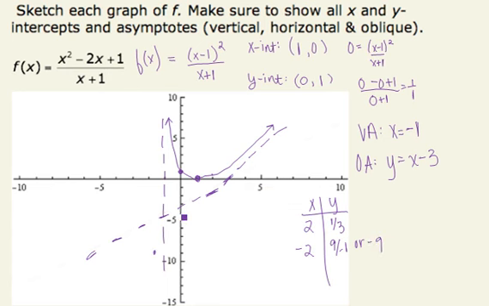And I can keep plotting points until I see what happens. And I've done this, and I have some function that looks like that. So again, by knowing my x-intercepts, my y-intercepts, my vertical asymptote, and my oblique asymptote, I can find the graph of a function.